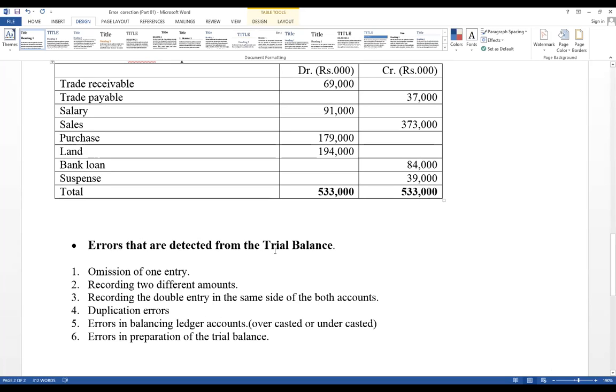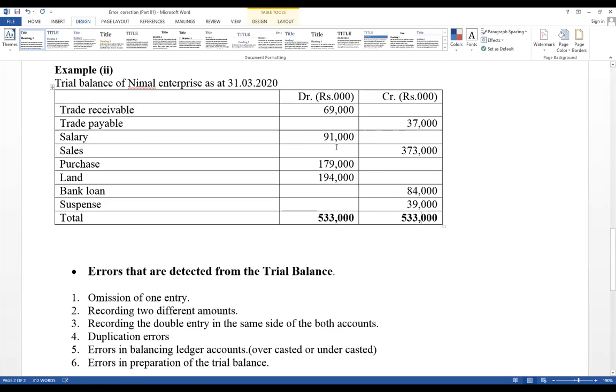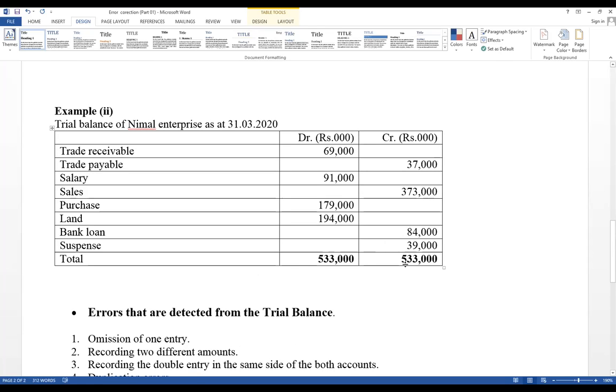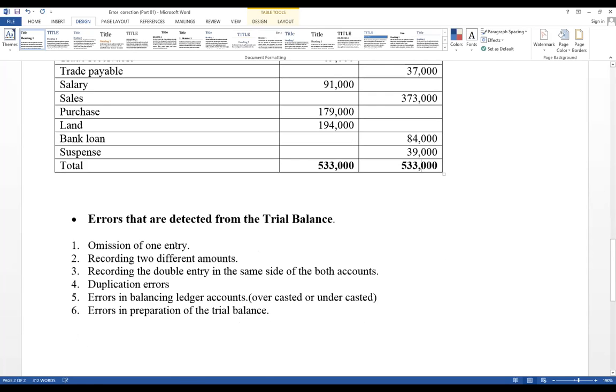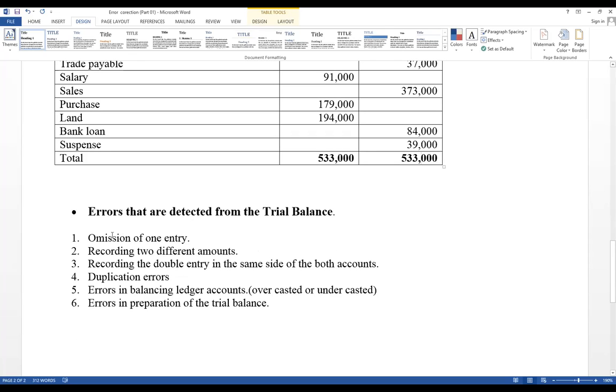Errors that are detected from trial balance. By using trial balance, those kinds of errors can be recognized. Those kinds of errors affect suspense accounts. First one, omission of one entry. Recording two different amounts. Recording double entry on the same side of both ledger accounts. Duplication errors. Errors in balancing ledger accounts. Errors in preparing trial balance. Those kinds of errors affect suspense accounts.